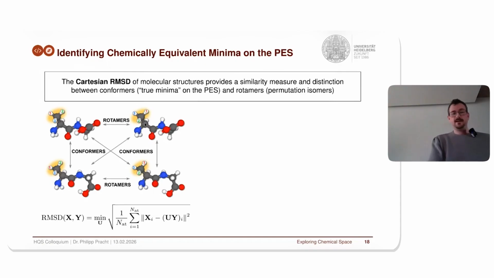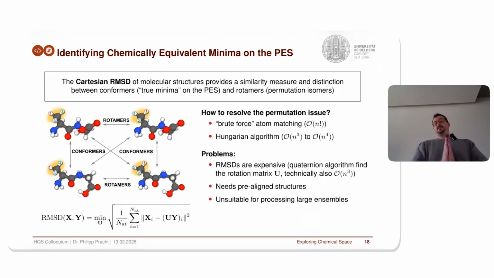with this approach. So two different conformers give a large RMSD, but two different rotamers, despite being the same minimum on the potential energy surface, also give a high RMSD. You have different options to resolve this permutation issue. One would be brute force matching, which you really don't want to do. It scales n factorial.